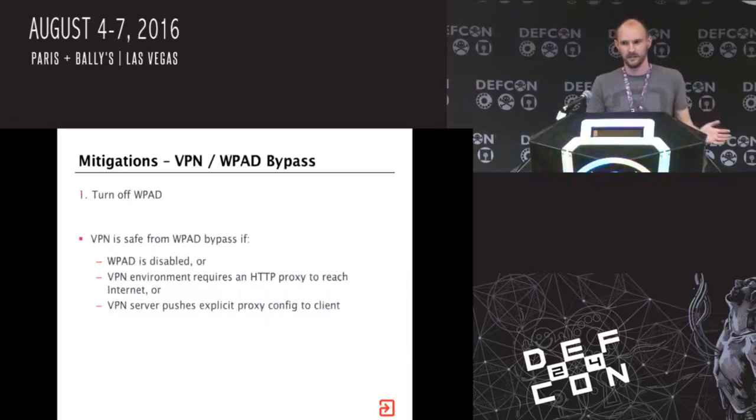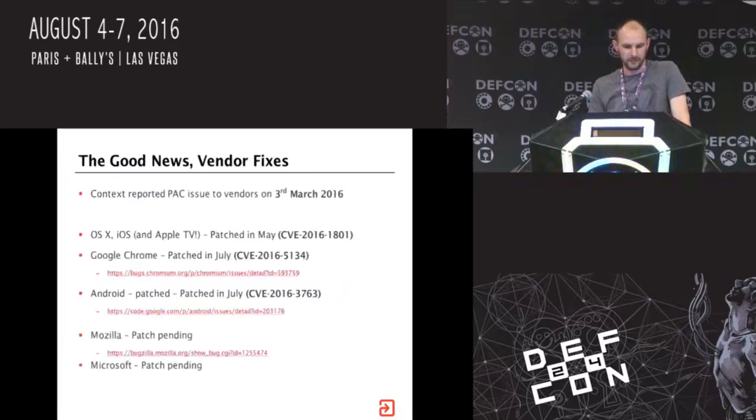To mitigate VPN, turn off WPAD. Only so many times I can say that. VPN is safe if WPAD is enabled and the VPN environment requires a proxy server to get out to the internet, as that effectively mitigates this issue. We can't chain proxies using PAC as far as we're aware. Or if the VPN server pushes an explicit proxy configuration, then this won't be an issue, and that's certainly an option on a lot of the enterprise-level VPN solutions.